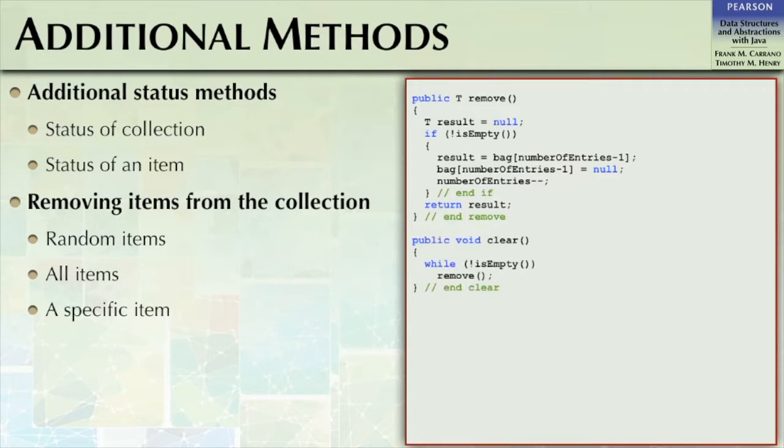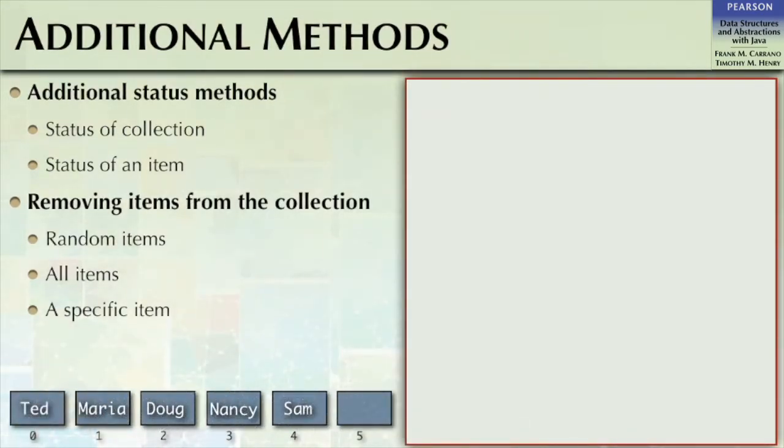The clear method is simple to implement if we use methods that we've already completed. We can loop, continuously removing items until the bag is empty. Because the method remove decrements numberOfEntries for us, we don't need to worry about that here. Removing a specific item is the most complicated method we need to implement. Let's look at how it works.